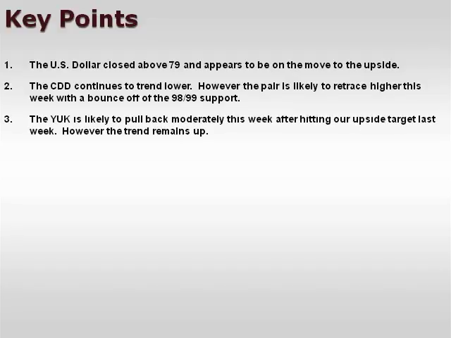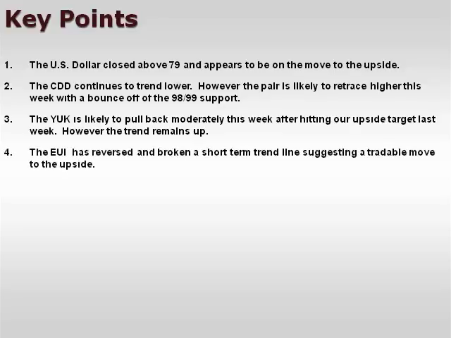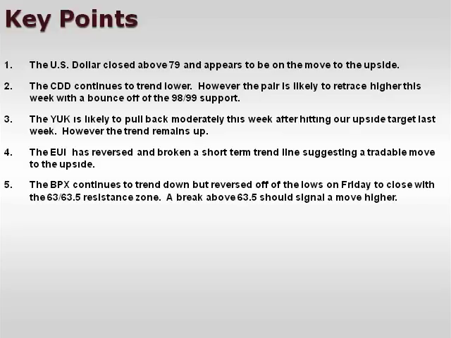The YUK is likely to pull back moderately this week after hitting our upside target last week. However, the trend remains to the upside. The EUI has reversed and broken a short-term trend line, suggesting a tradable move to the upside. The BPX continues to trend down, but reversed off of the lows on Friday to close within the 63, 63.5 resistance zone. A break above 63.5 should signal a move higher.